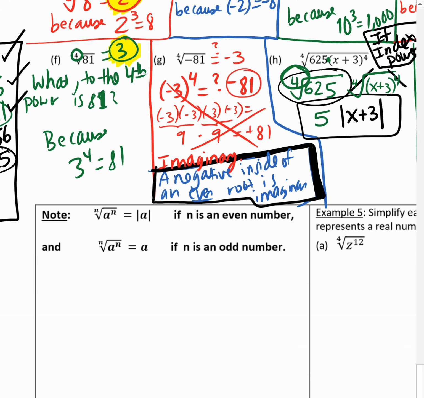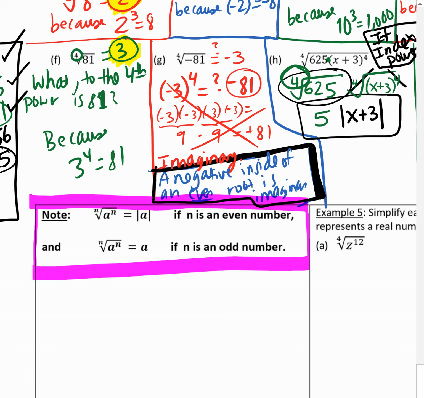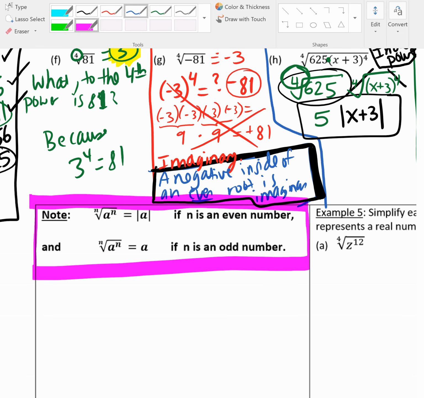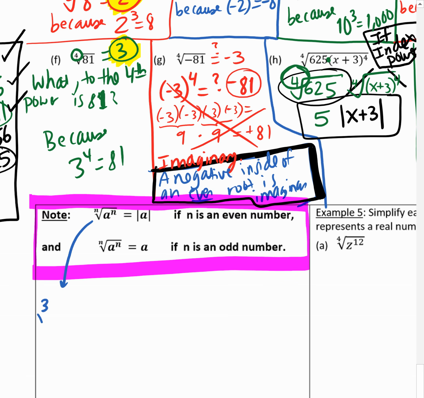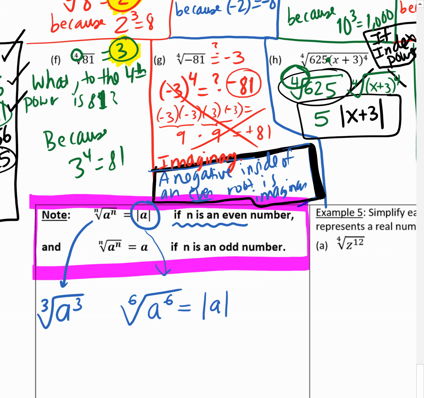Okay, so this next note here just points out something that we've already talked about, but it's making it official. If you have the nth root of a to the n, so it's keeping it really general. Let me write down an example. What if you have a cube root of something cubed, an odd one, or maybe the 6th root of something to the 6th. It's just saying if you have an index that matches the power, you'll need an absolute value if the index is even. So like this one, I'll need an absolute value because 6 is an even number. But if n is an odd number, you don't need an absolute value, so this would just be a.